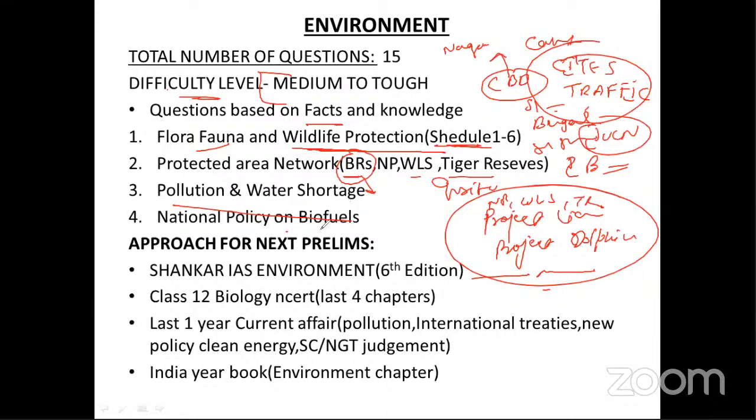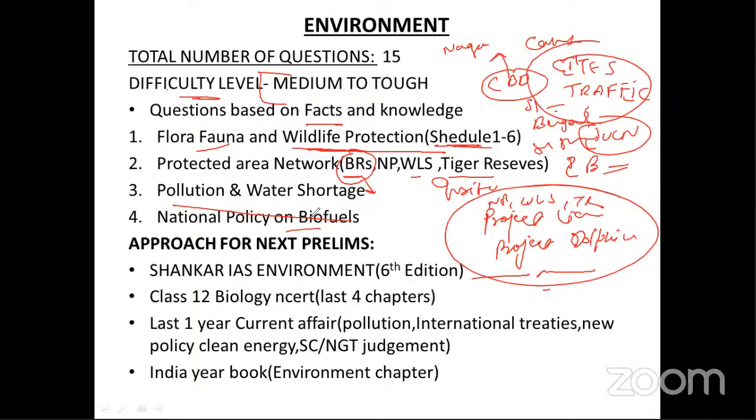National policy on biofuels, because we are focusing more on renewable sources of energy. We do not want to use fossil fuels, because we have already committed under the Paris Agreement that we will decrease emission of carbon dioxide by 2030. So what should be our strategy? Any country's strategy depends more on renewable sources of energy, meaning alternate sources that will help us generate electricity, so that we depend less on non-renewable sources of energy.